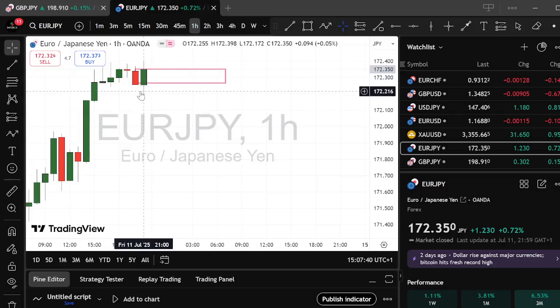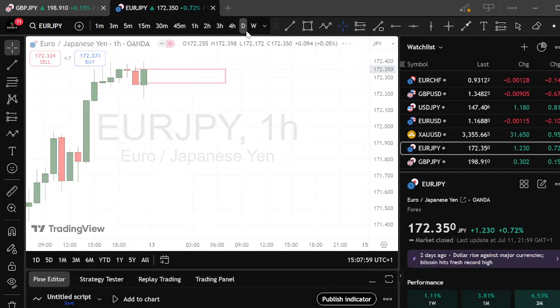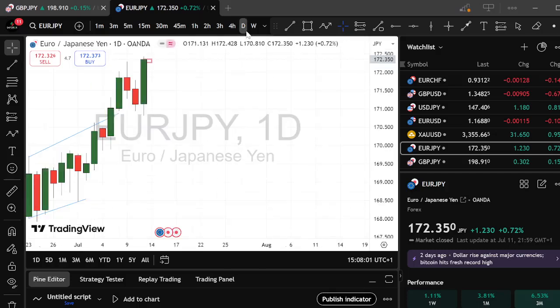Okay, now without wasting much of our time, let's go on to candles across multiple time frames. Now let's say Euro USD, or let's use this Euro JPY that I'm currently on. Let's say Euro JPY is moving up on the daily time frame. So let's check the daily time frame. Let me delete that stuff first.